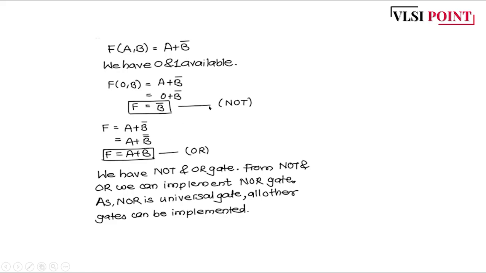So once we have a NOT gate and an OR gate, we can easily form a NOR gate. And NOR is a universal gate. So once you have a NOR gate, you can implement all the gates. The concept of a universal gate, as you know, is that we can implement all the other logic gates using the universal gate. So here we have found out that we can implement the NOR gate, and hence all other gates can be implemented. So the option is all.